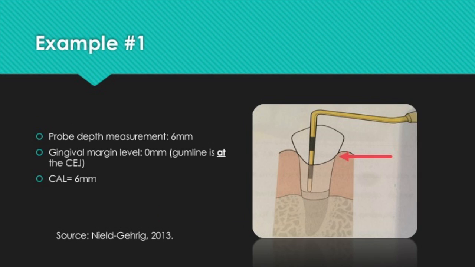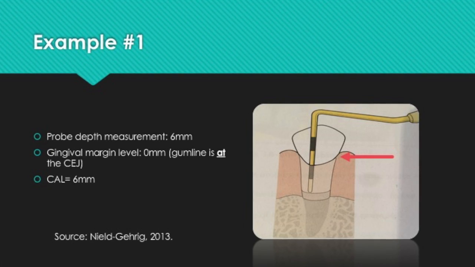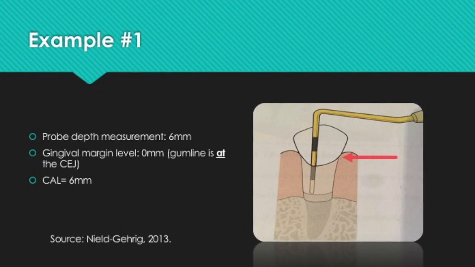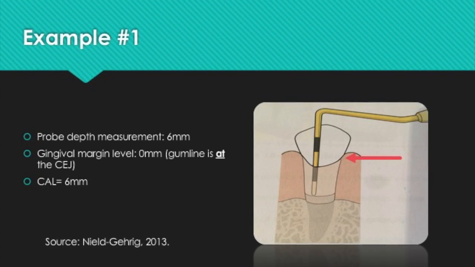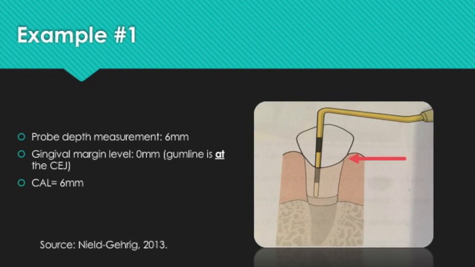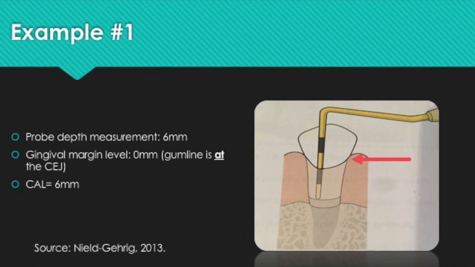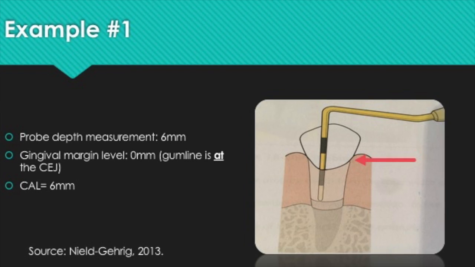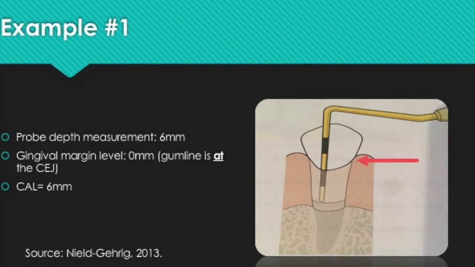So let's start with a simple example. In this image, as you can see here, the probe depth measurement is about 6 millimeters deep. And as you can see by the arrow, the gingival margin level is at the CEJ. It is not above or below. So in this case, there's no math that needs to be done because it's 0 millimeters where the gingival margin meets. So there's an overall clinical attachment loss of 6 millimeters. So that's how you find your CAL.